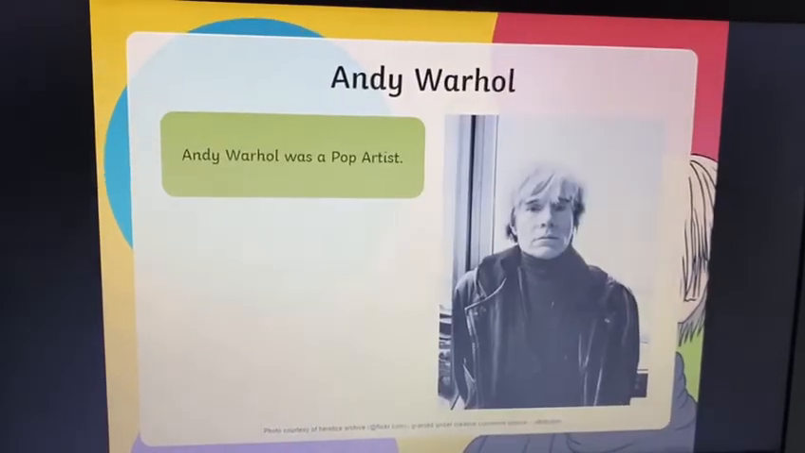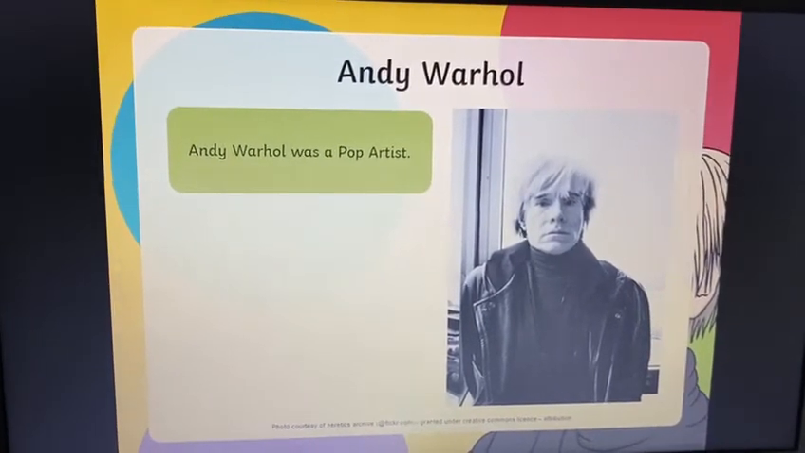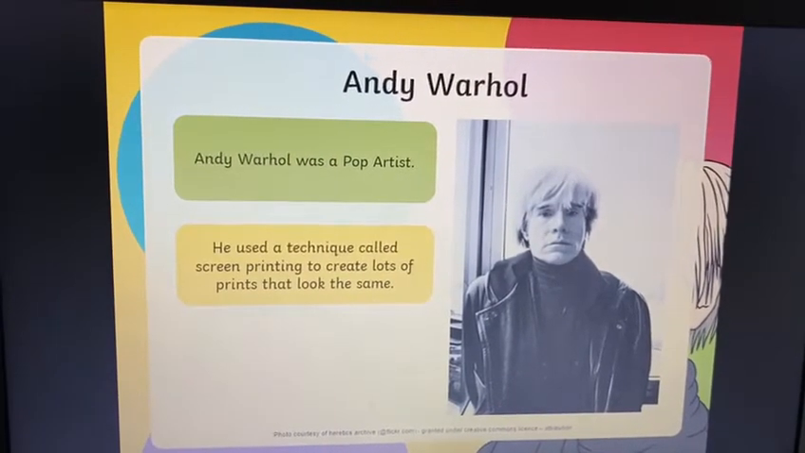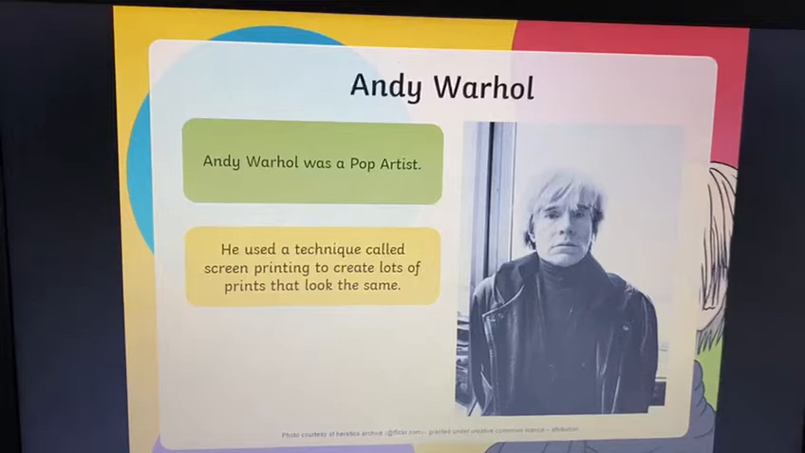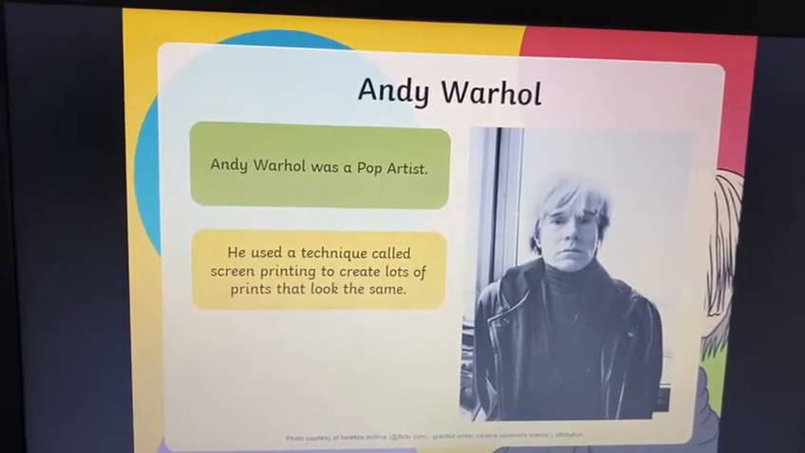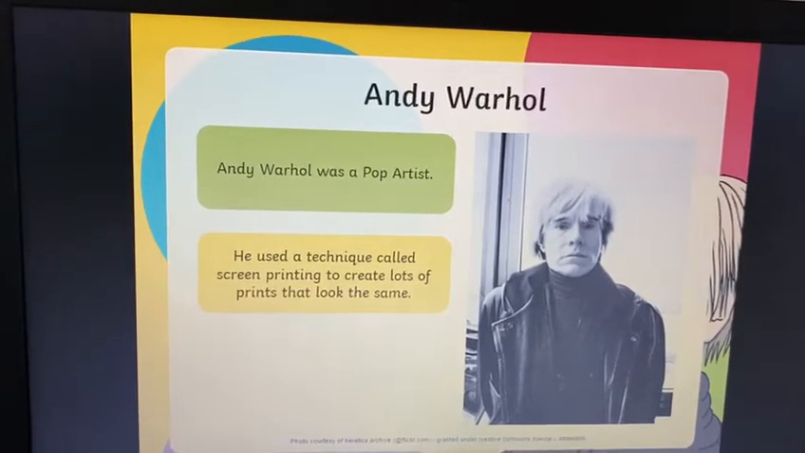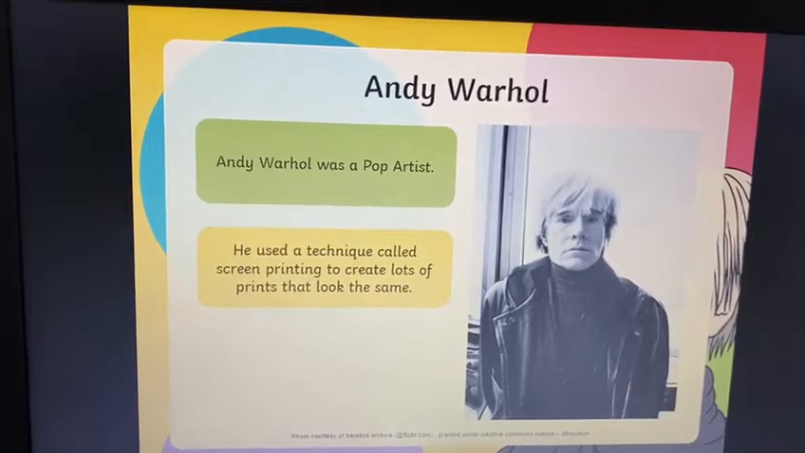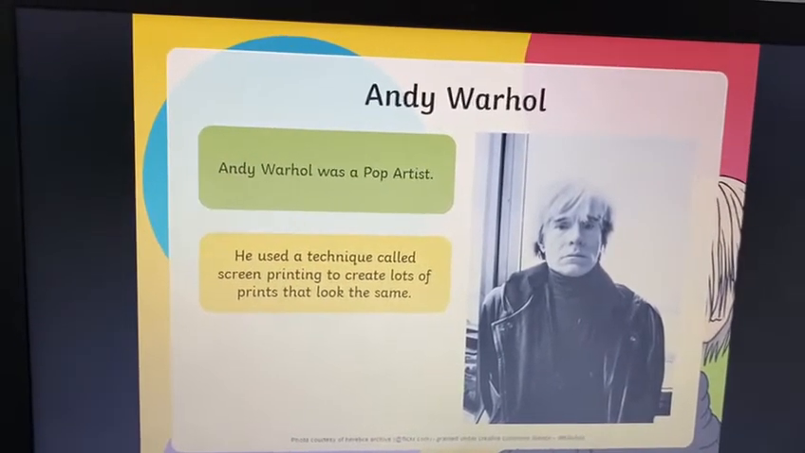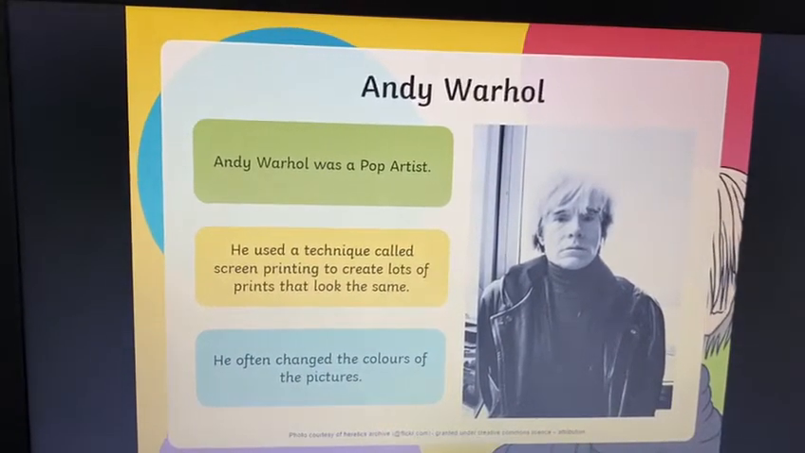So now that you've watched the video, you should know a little bit more about Andy Warhol. And we've learnt that he was a pop artist and that he used a technique called screen printing to create lots of prints that look the same. And you will have seen lots of these in the video that you watched. So some were of famous people like Marilyn Monroe, and some were of animals, and he did some of shapes like stars and dollar signs. But it was lots of repetition of the same picture.